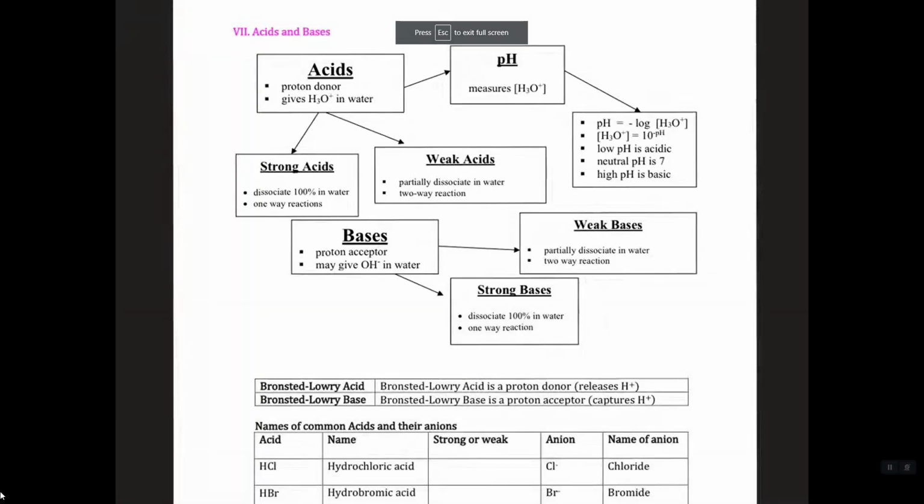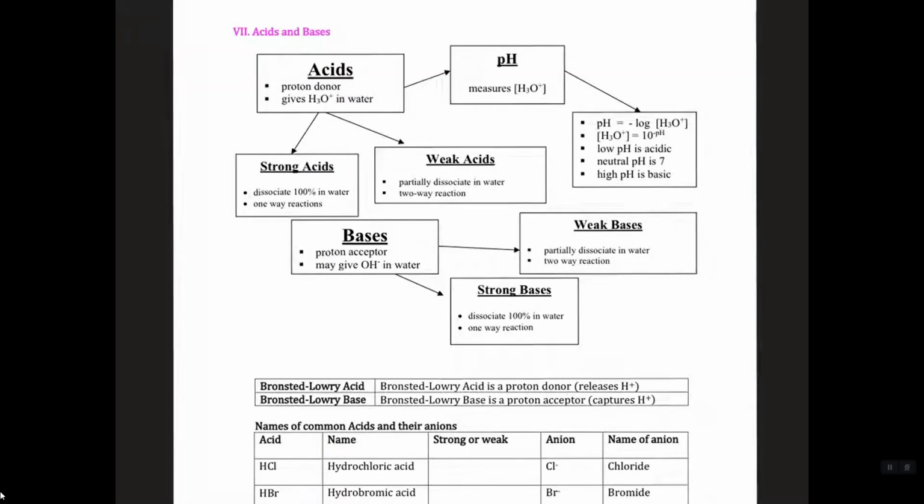The last big part of this unit also deals with solutions, but now it's solutions where acids and bases are dissolved in water. So we are going to learn how the pH changes with this, what are acids, what are bases, how to recognize them, and what properties they have.